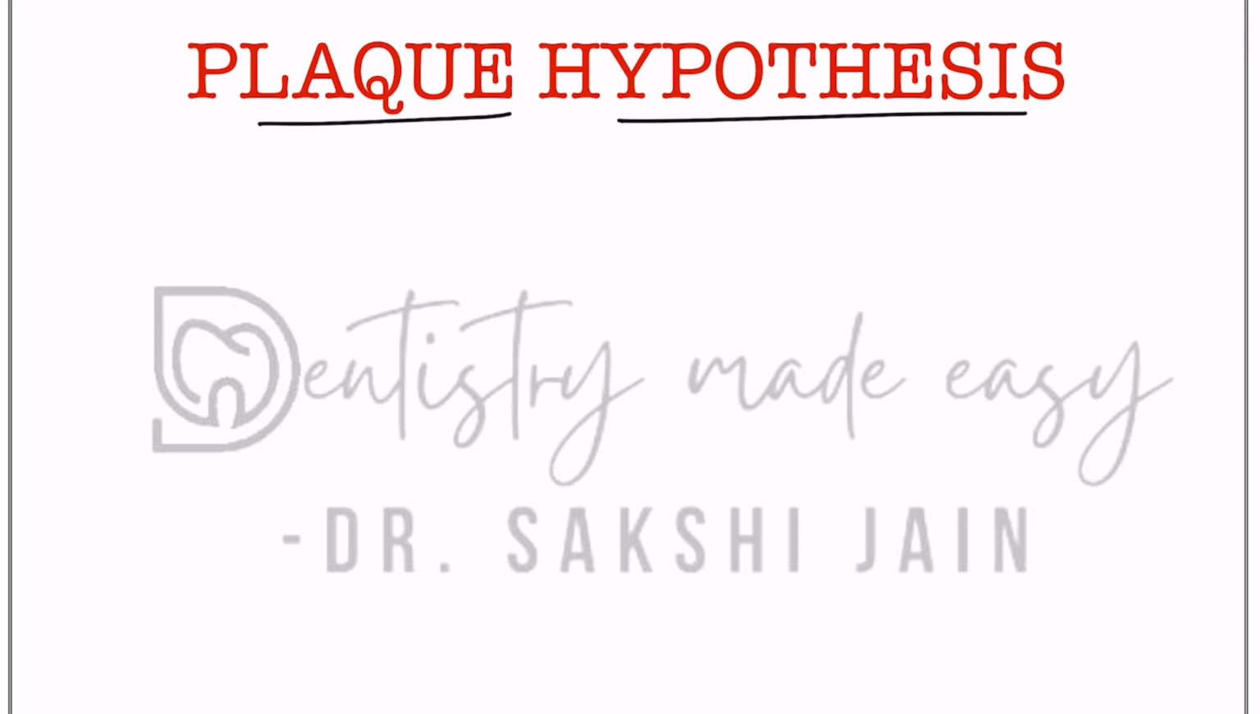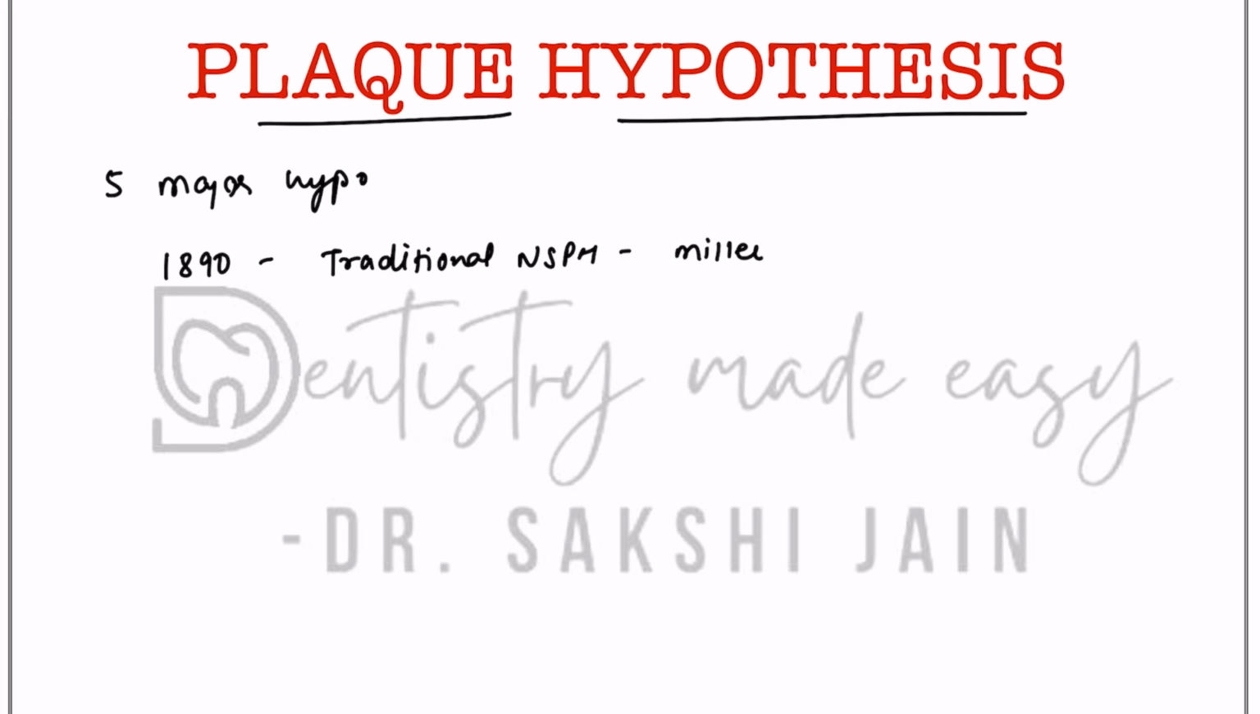Now starting with the main topic, that is the plaque hypothesis. There were five major hypotheses which were given. The first one, given in 1890, is known as the traditional non-specific plaque hypothesis, and this was given by Miller. The next hypothesis, given in 1976, is the specific plaque hypothesis, and it was given by Lewis. The third hypothesis, given in 1986, is the updated non-specific plaque hypothesis, and this was given by Thielade.